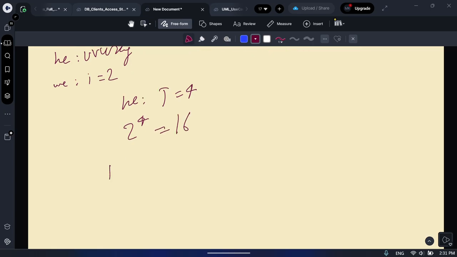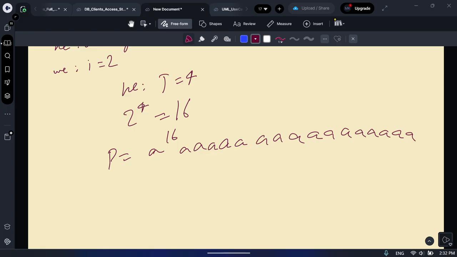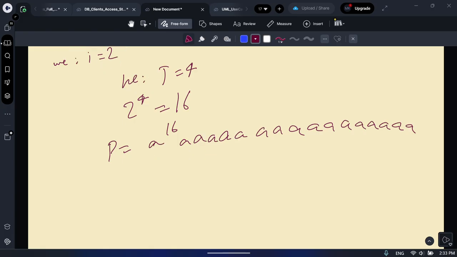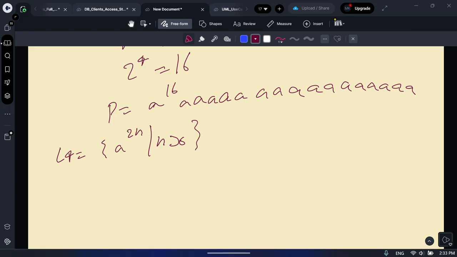And our P is A to the power 16. 1, 2, 3, 4, 5, 6, 7, 8, 9, 10, 11, 12, 13, 14, 15, 16. And the opponent decides the split. Now we need to understand what is P. So the P is a physical string that we decided. In our language, we had a to the power 2n, n bigger than 0. This is what we know.